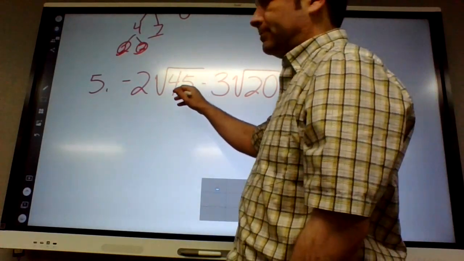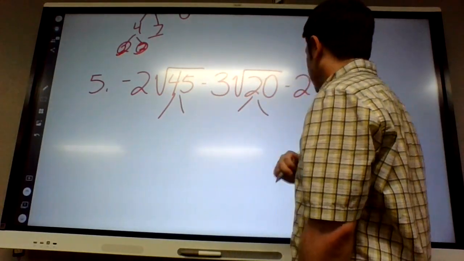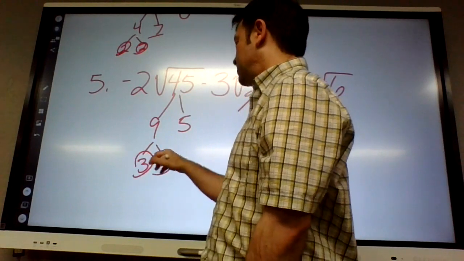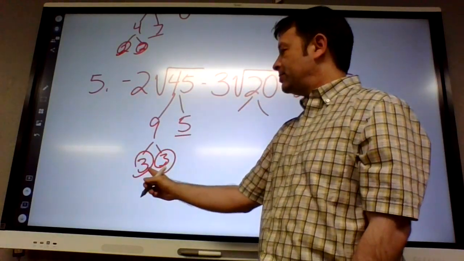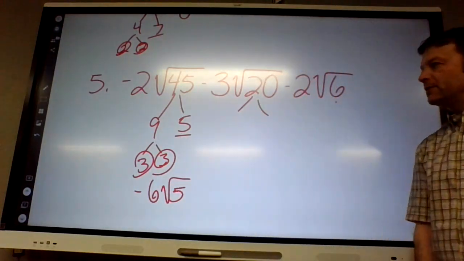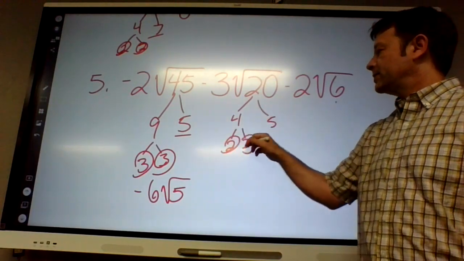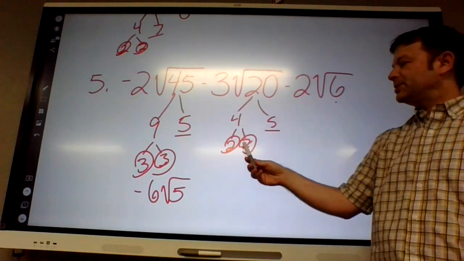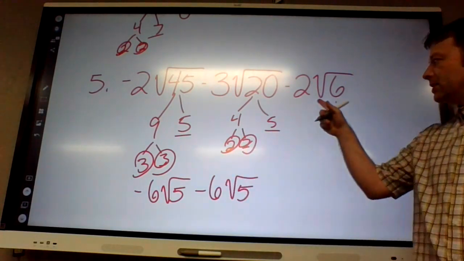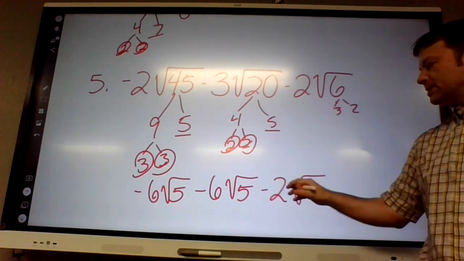But it can't do number 6. So let's go through how you do it without a calculator. 9 times 5. So this one will be 3 square root of 5, but there's negative 2 in front. Negative 2 times 3, negative 6 square root of 5. This one will become 2 square root of 5, but there's a negative 3 in front. Negative 3 times 2 is negative 6 square root of 5. And this one, 3 and 2, there's not any doubles there, so it just stays square root of 6.